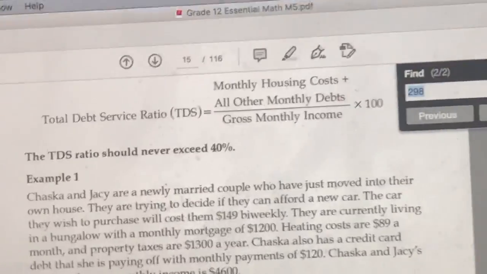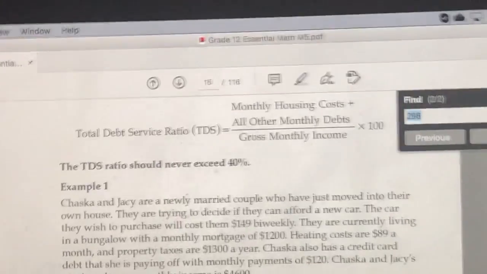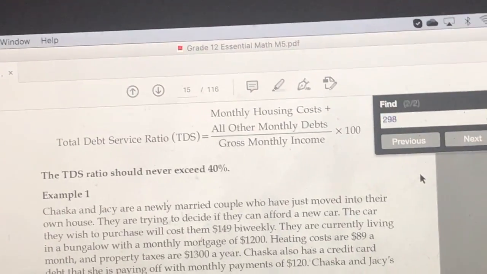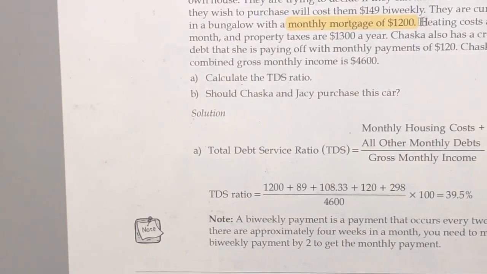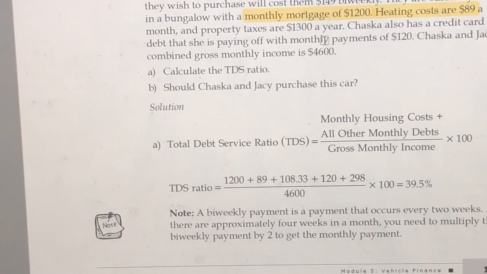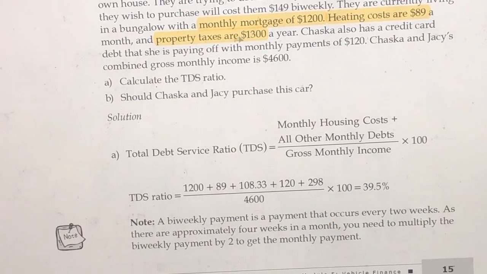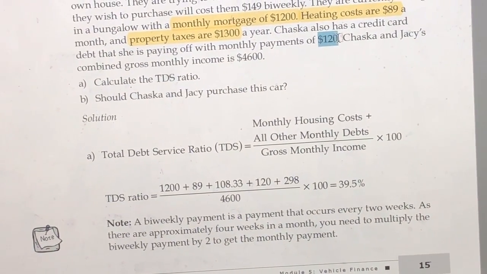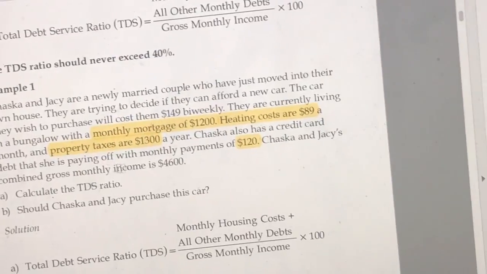All right, so let's make sense of all these numbers here. Living in a bungalow with a monthly mortgage of $1,200. Let's highlight that. So that's one expense we're going to be dealing with. We have heating costs of $89. We have property taxes of $1,300 a year. We have a credit card debt that she's paying off for $120. And we have our monthly income, how much they make, which is $4,600.